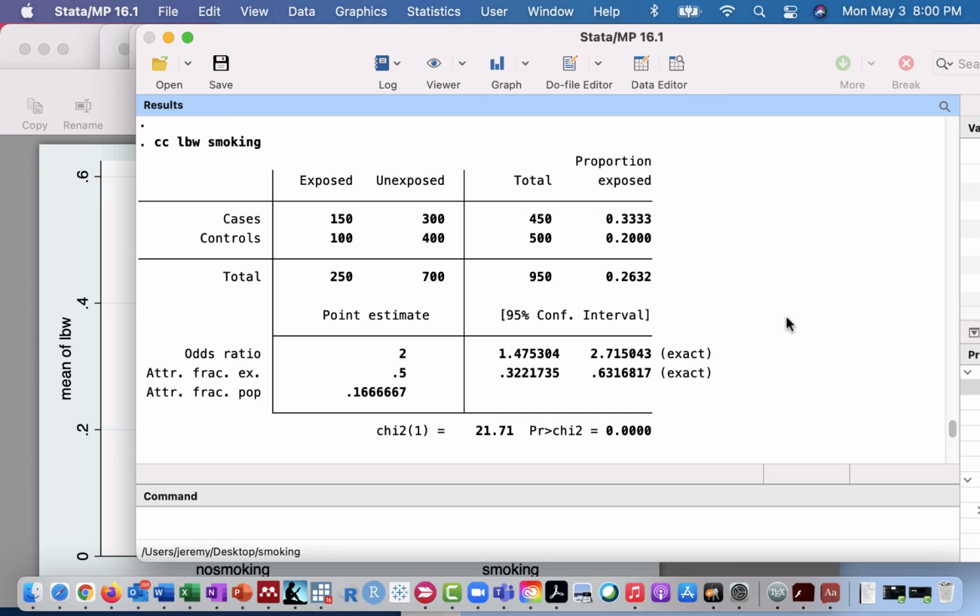Odds ratios too. So it's what's the relationship? Well, it's twice as likely. The odds of low birth weight are twice as much if the mother smokes. Between 1.5 times as much and 2.7 times as much. That 95% confidence interval is a range around that odds ratio point estimate.